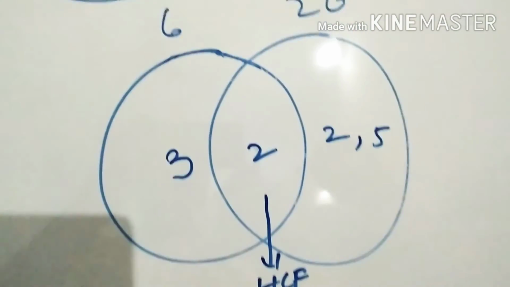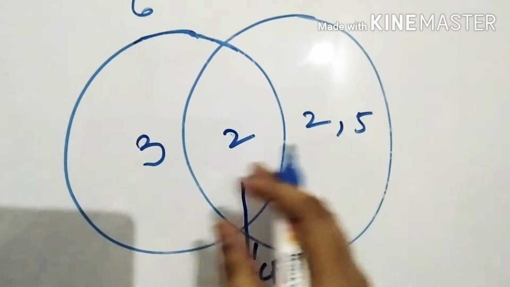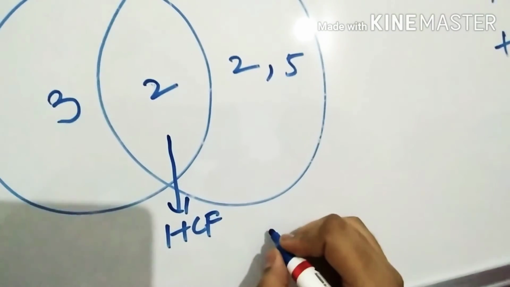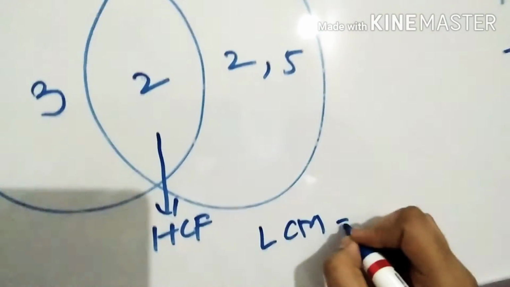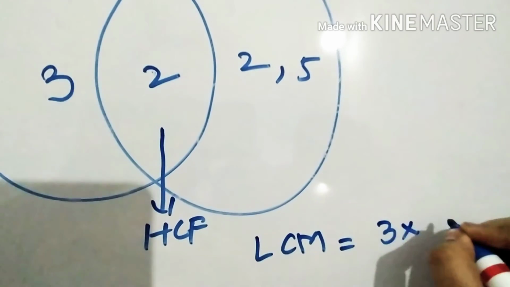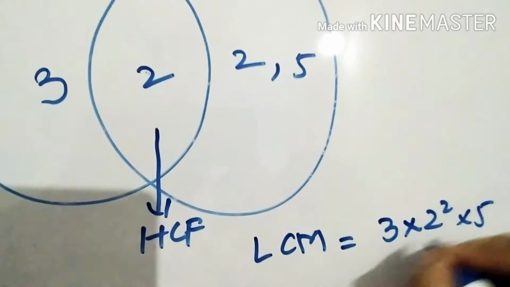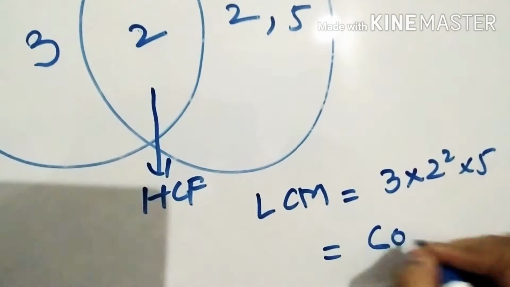To find out the LCM, you just need to multiply all the numbers. That is, LCM is equal to 3 into 2 square into 5, that is 60.